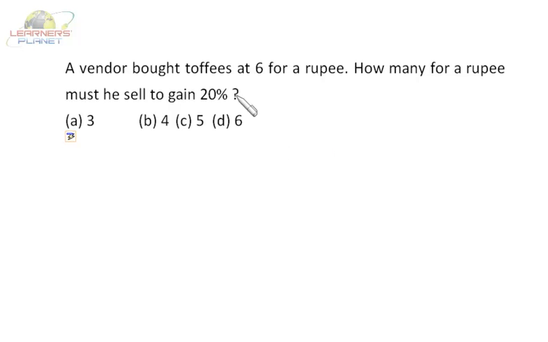Now let's see this question. A vendor bought toffees at 6 for a rupee. How many for a rupee must he sell to gain 20%? Now SP by CP is what? 20% profit, that is 120%. SP is 120% of CP. So it is 6 by 5.